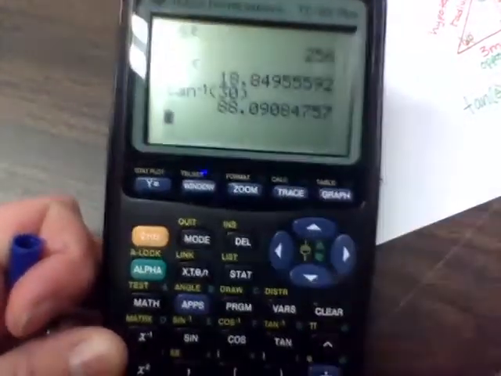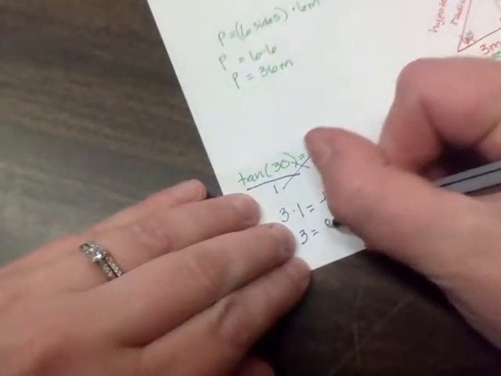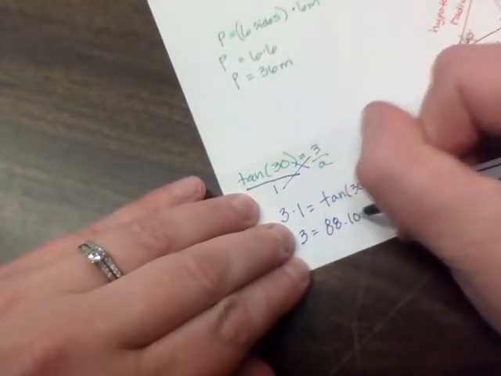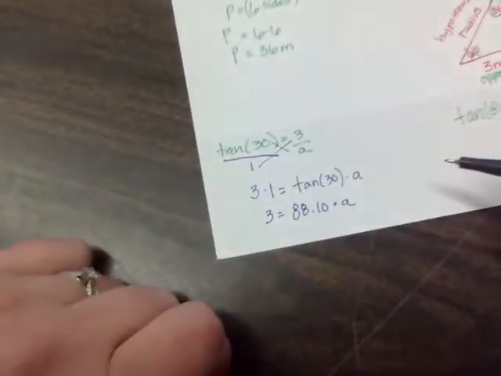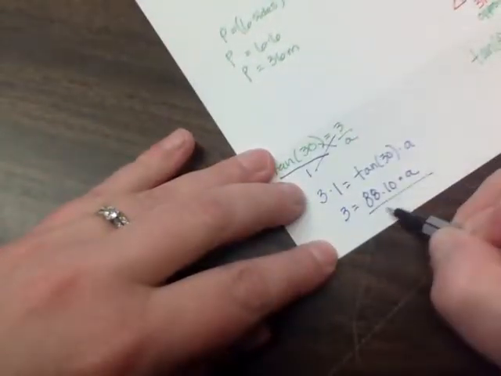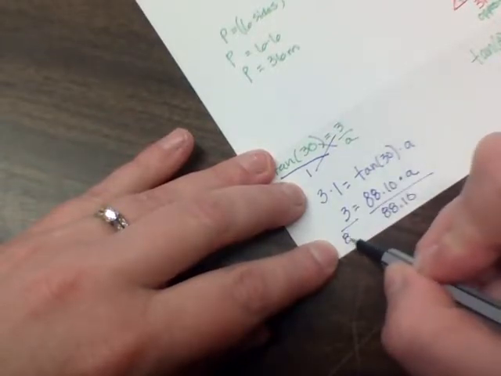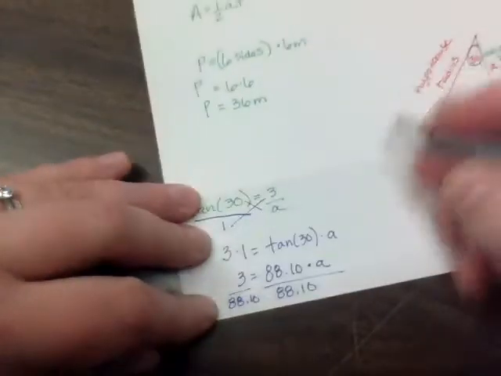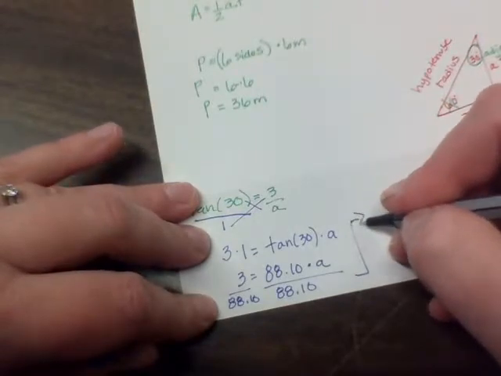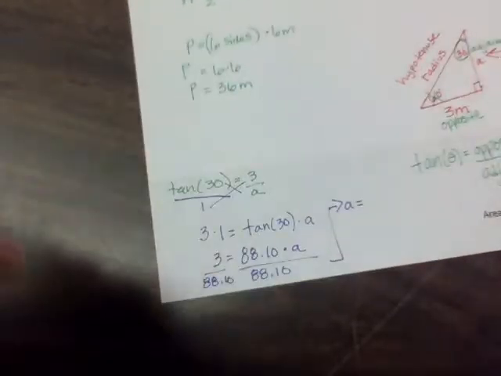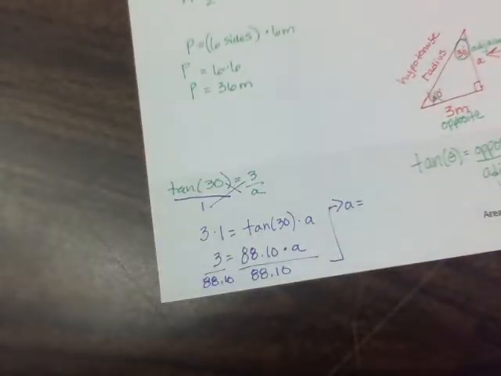And so in that case, you get 88.10. And that's being multiplied by a. So go ahead and divide by 88.10. And we're going to get an a value of something good. Oh, I did tangent inverse. Whoa. No wonder that number was huge.